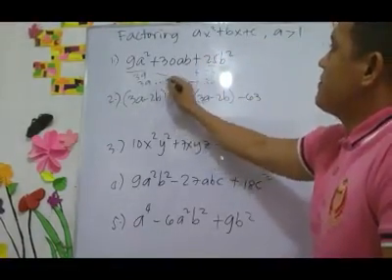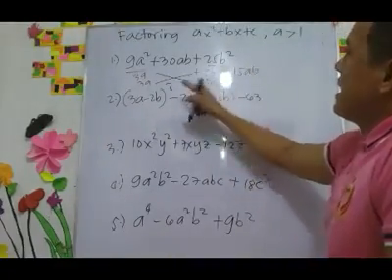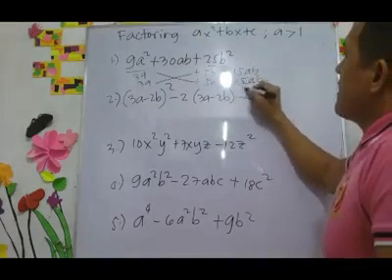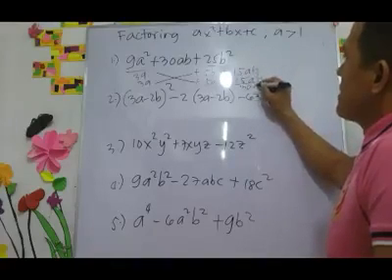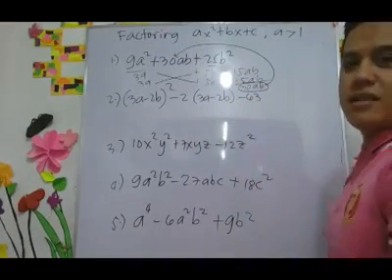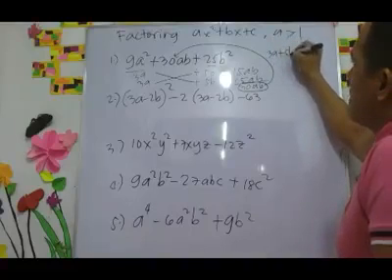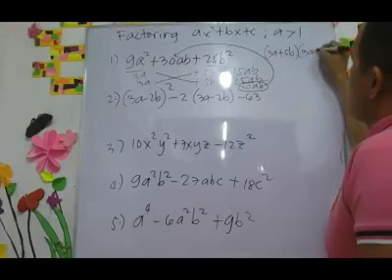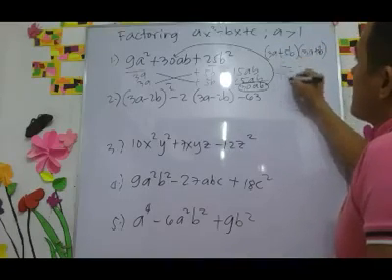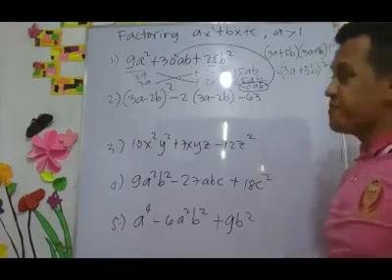Just cross multiply them. So 3a times 5b, that is 15ab, right? And then 3a times 5b, that's also 15ab. Add them. This is like 15 plus 15, that's 30ab. Now, if this is the same as the middle term, that means our factors are correct, okay? So the factors for this would be 3a plus 5b and 3a plus 5b. Now, since these are just the same, you can also write this as 3a plus 5b squared. Okay, there you go.